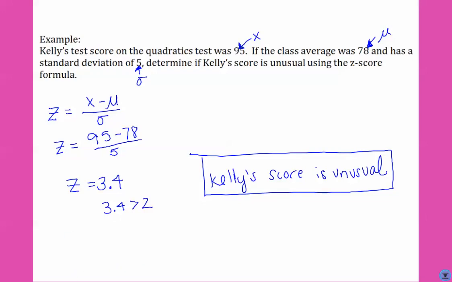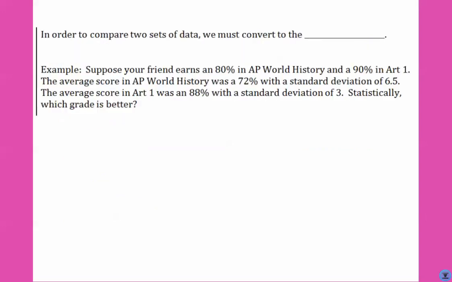Now, z-scores can also help us compare two sets of data that aren't exactly identical. So, in order to compare two sets of data, we must convert to the z-scores first. So, suppose your friend earns an 80% in AP World History and a 90% in Art 1. The average score in AP World History was a 72% with a standard deviation of 6.5. The average score in Art 1 was an 88% with a standard deviation of 3. Statistically, what grade is better?